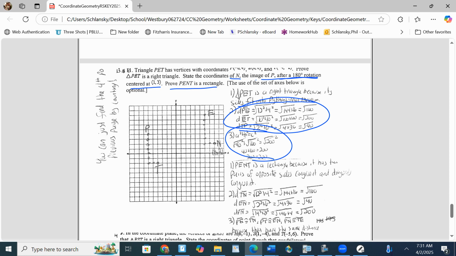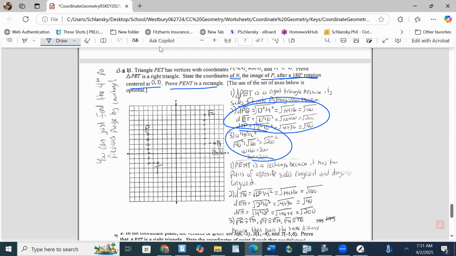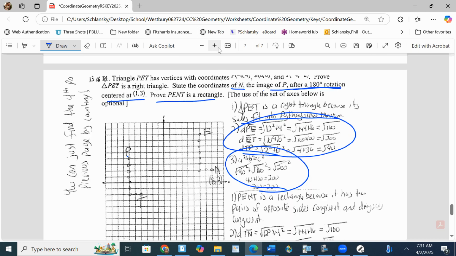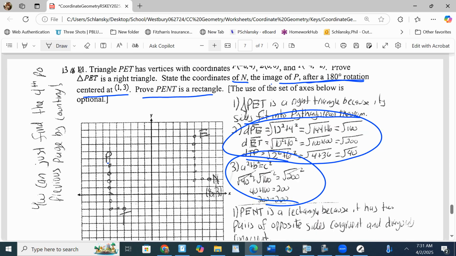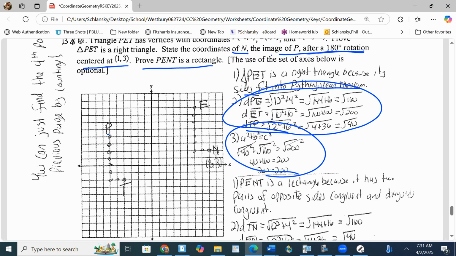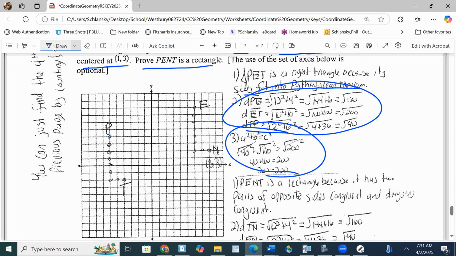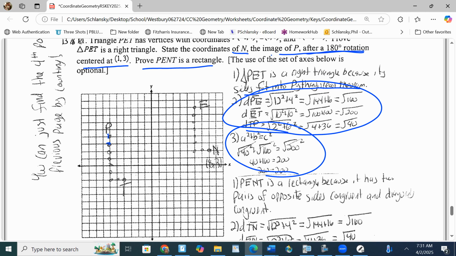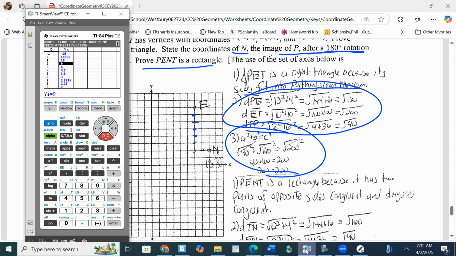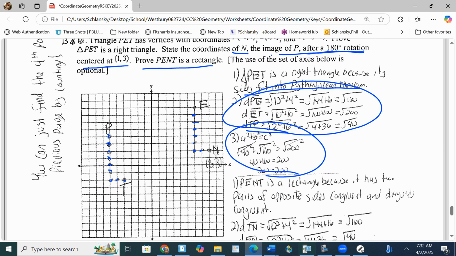If it's going to be a rectangle, whatever I do to get from P, let me just zoom in on this a little bit here. Whatever I'm going to do to get from P to T, I'm going to do to get from E to N. So I'm going down 1, 2, 3, 4, 5, 6, right 2. So from E, I'm going down 1, 2, 3, 4, 5, 6, right 2, and that gives me N. Make sure you state the coordinates. I had a student get a 64 in the Regents because they didn't state the coordinates.